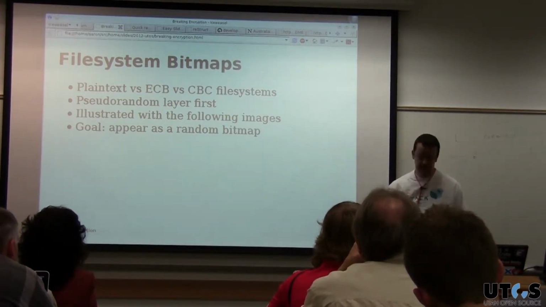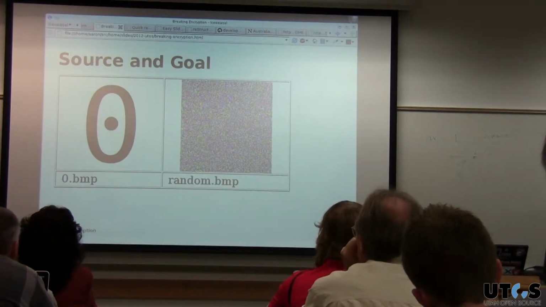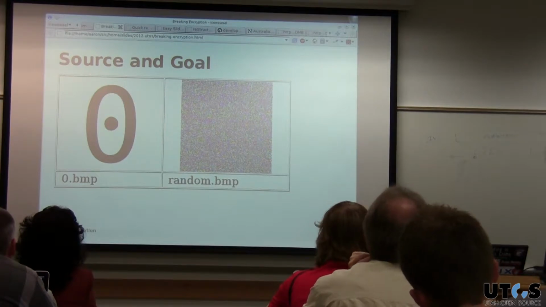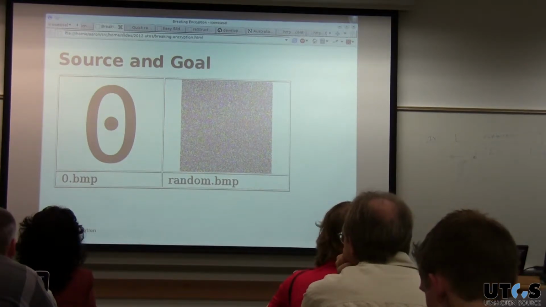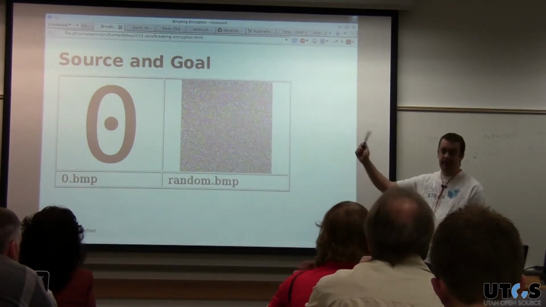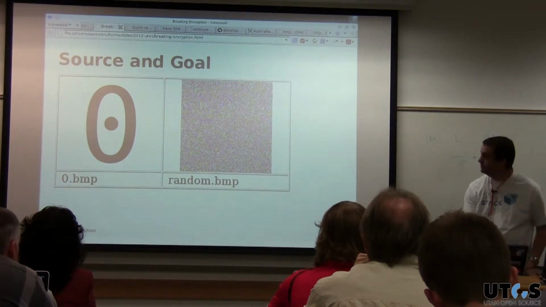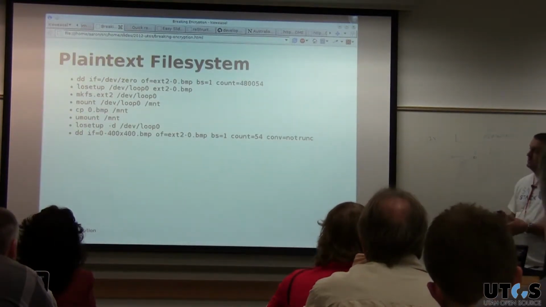And again, our goal is to appear as a random bitmap. So I'm going to take this file, let's call it 0.bmp, and we want our file system, when we're done, to look like this. So we have our target, we have our source, let's see if we can reach it. So first, the plain text file system.